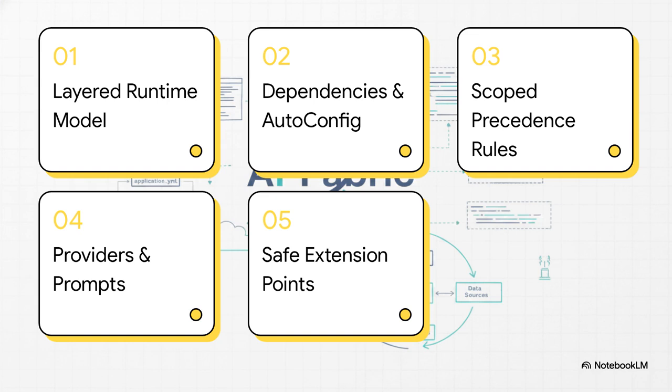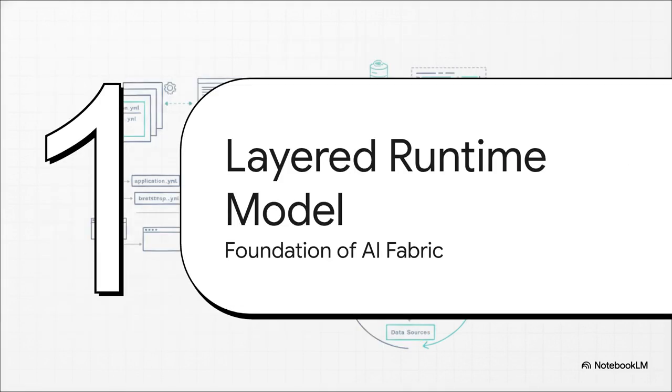Here is our blueprint for today's explainer. 1. The layered runtime model. 2. Dependencies and auto-configuration. 3. Scoped precedence rules. 4. Routing providers and prompts. And finally, 5. Safe application extension points. Let's kick things off with Section 1, the layered runtime model.